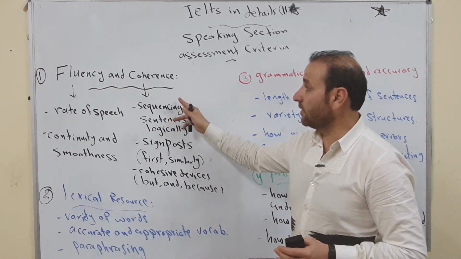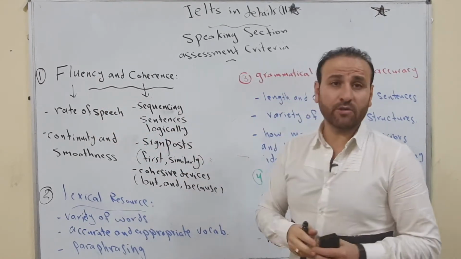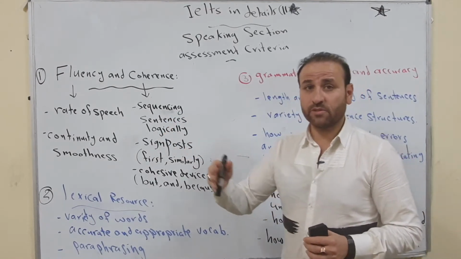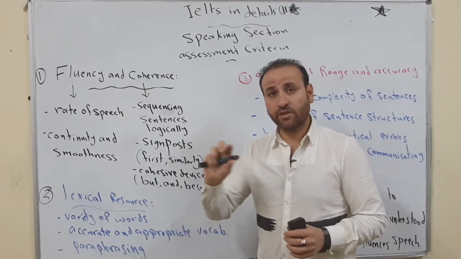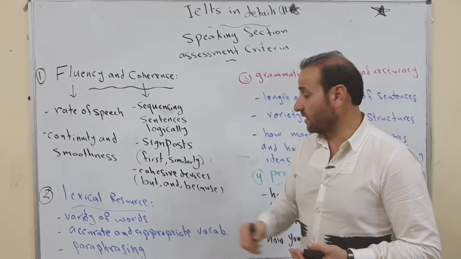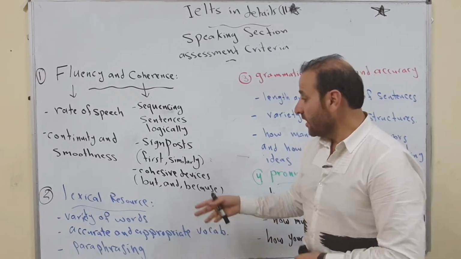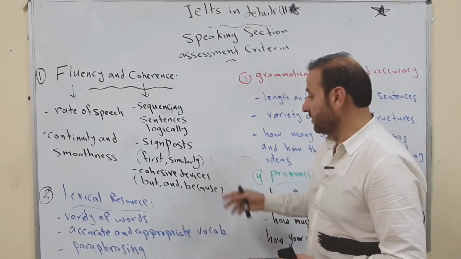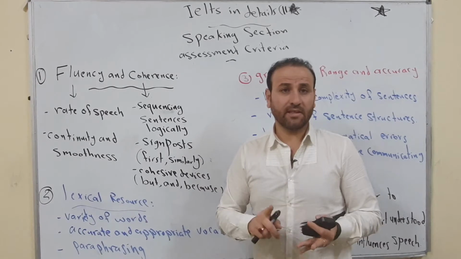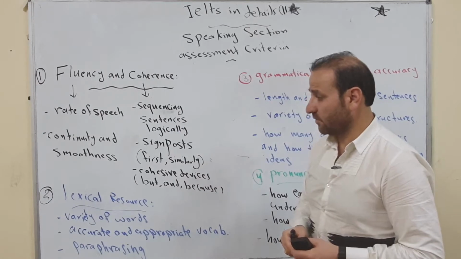The second thing is coherence, because the first factor is fluency and coherence. What I mean by coherence? Coherence means sequencing sentences logically. You have to say your sentences in a logical way. Signpost words, like for example you can say first, similarly, secondly, on the other hand, and cohesive devices inside the sentences and between the sentences, but, and, because, or. This is very important to be taken in our consideration.